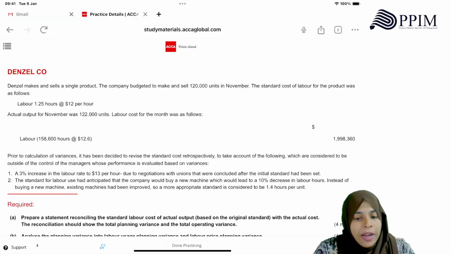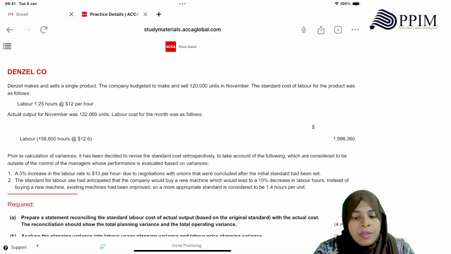Prior to the calculation of variances, it has been decided to revise the standard cost retrospectively to take account of the following, which are considered to be outside the control of management. A 3% increase in labor rate to 12 per hour due to negotiations with union that were concluded after the initial standard had been set. So standard rate is 12, revised standard is 13, actual is 12.6.